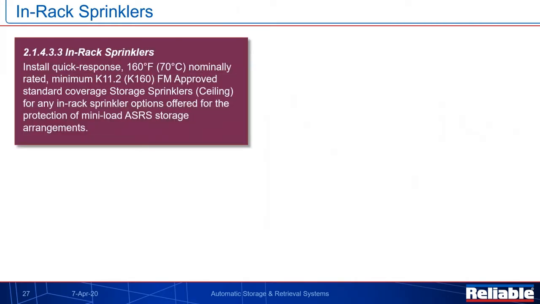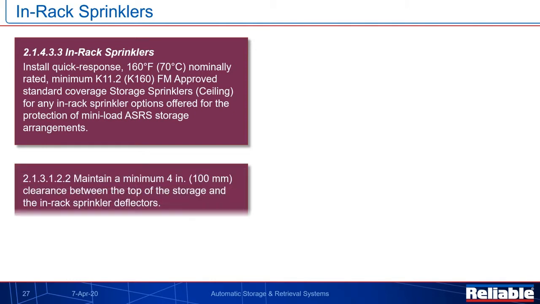What type of in-rack sprinklers are going to be required? FM requires the installation of quick response, minimum 11.2 K factor FM approved storage sprinklers for this application. They're also going to impose a requirement to maintain a minimum of 4 inch clearance between the top of storage and the in-rack sprinkler deflectors.